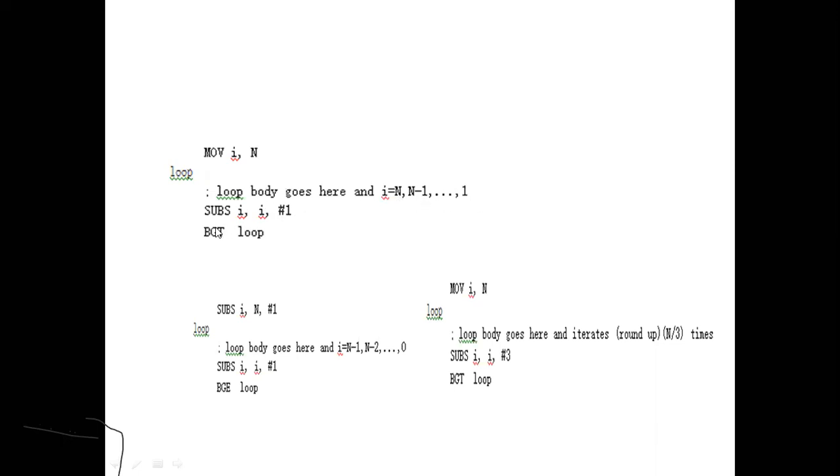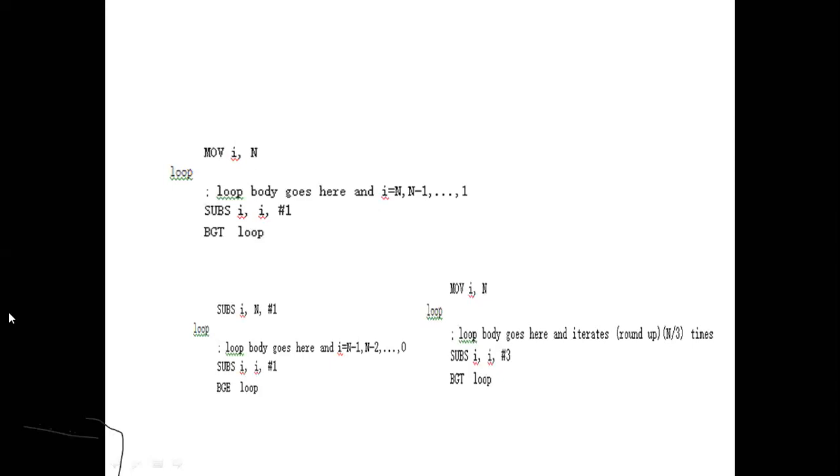Why is it so? We are using the conditional code BGT, branch if greater than 0. Here we have greater than or equal to, so if it is 0 it is also counted. Once it becomes minus 1, you stop. Here is one more example: there is no compulsion that you have to decrement or increment the value by only a single value.